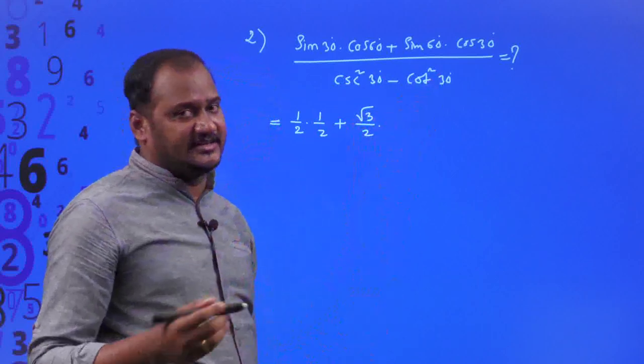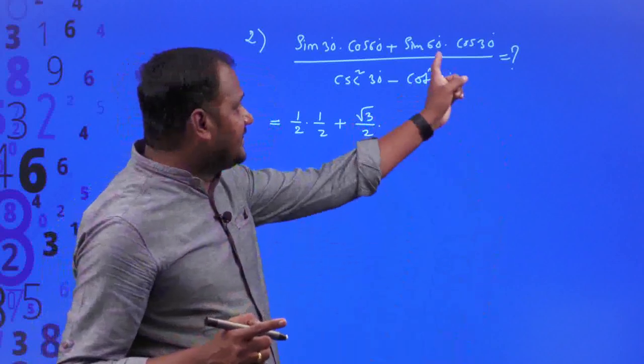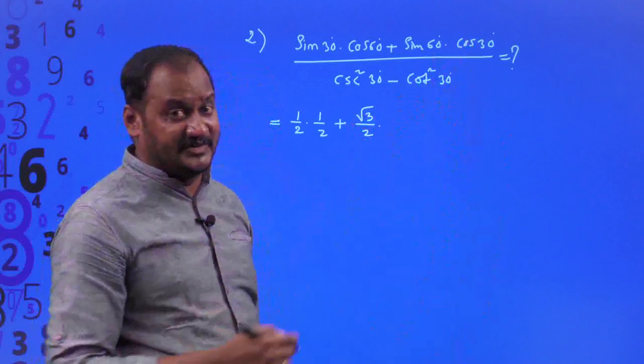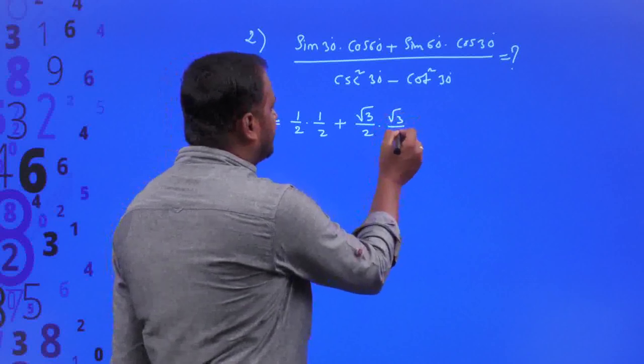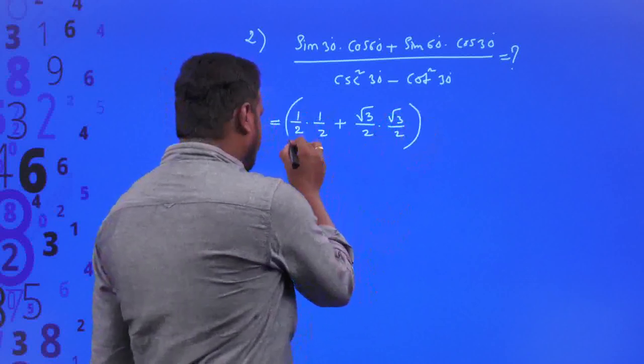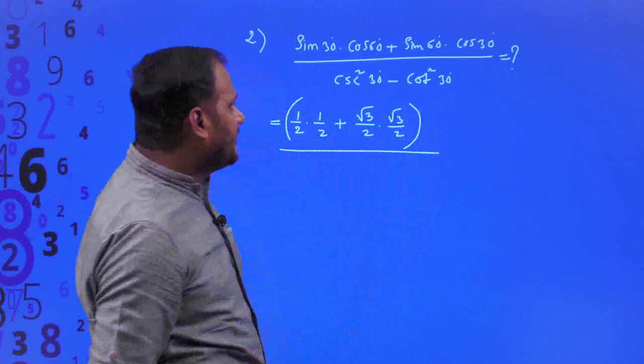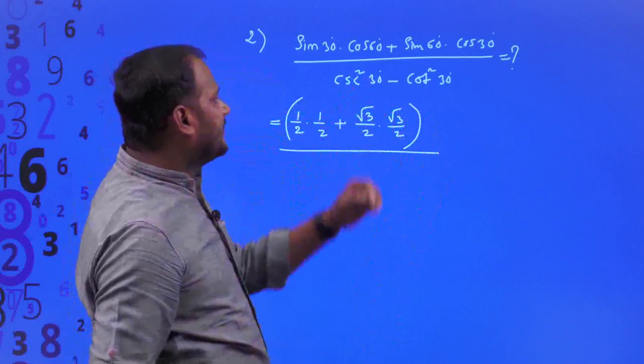You know that sine 60 and cos 30 are equal because 30 and 60 are complementary angles. We had a discussion about that. So the value of cos 30 is also going to be root 3 by 2. That is about the numerator. Coming to the denominator, cosecant square 30.